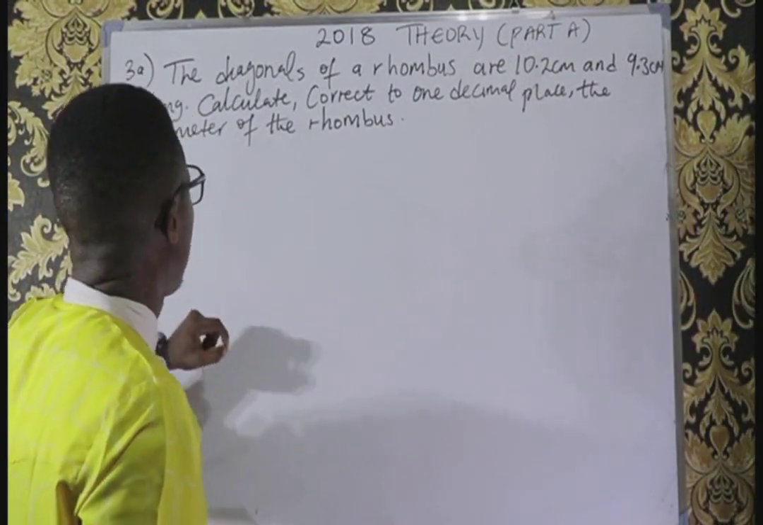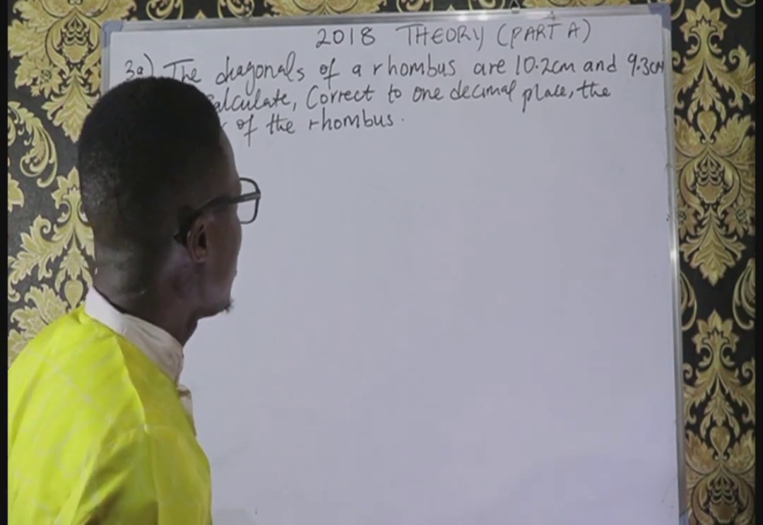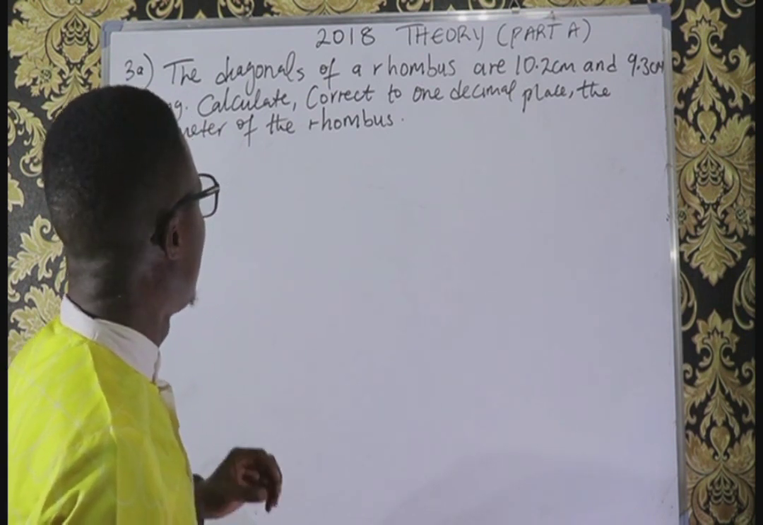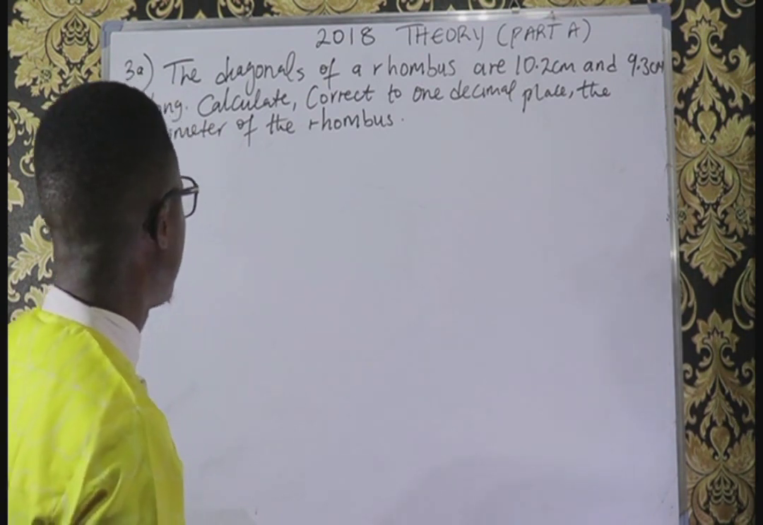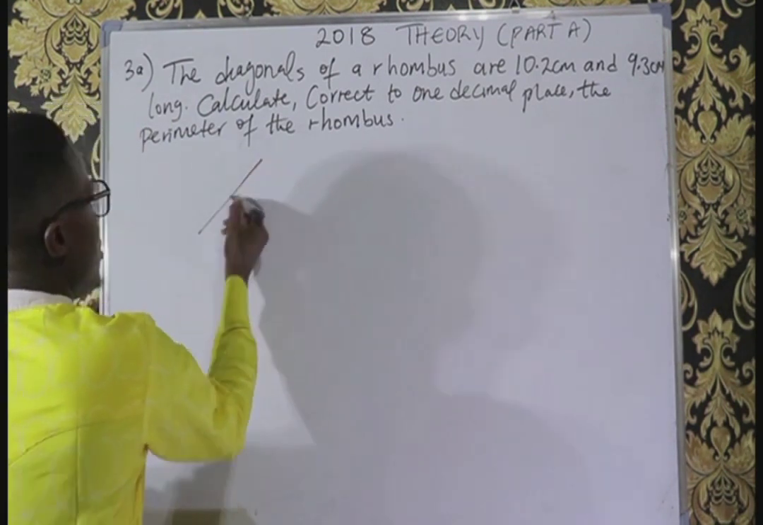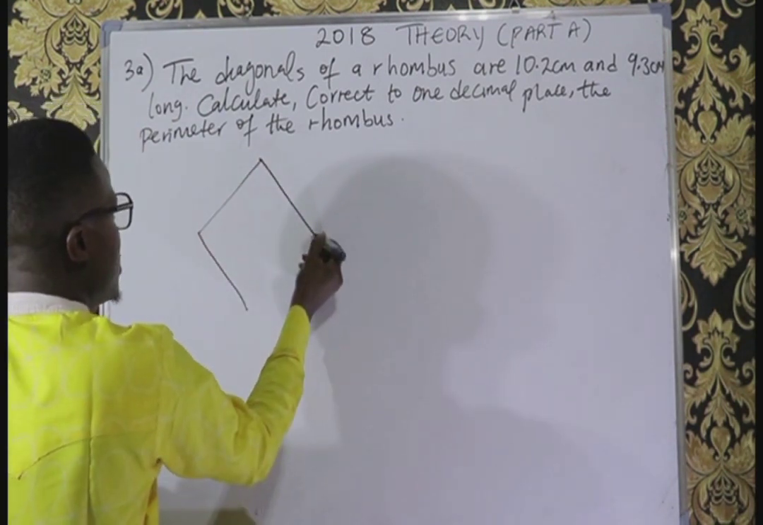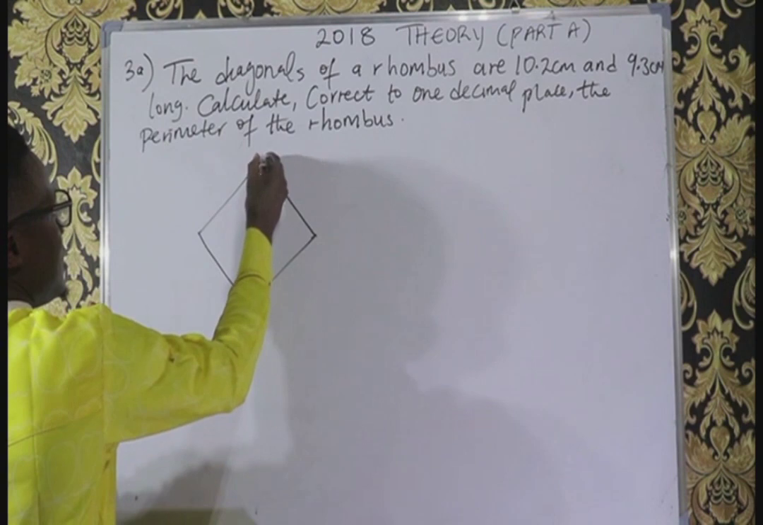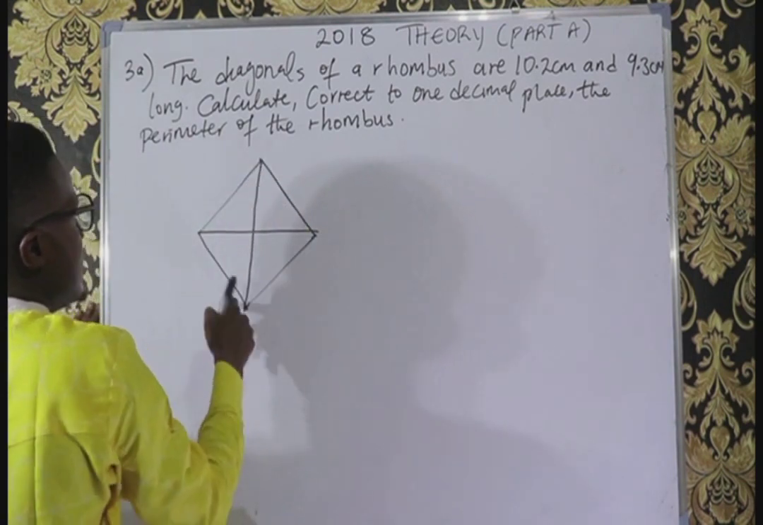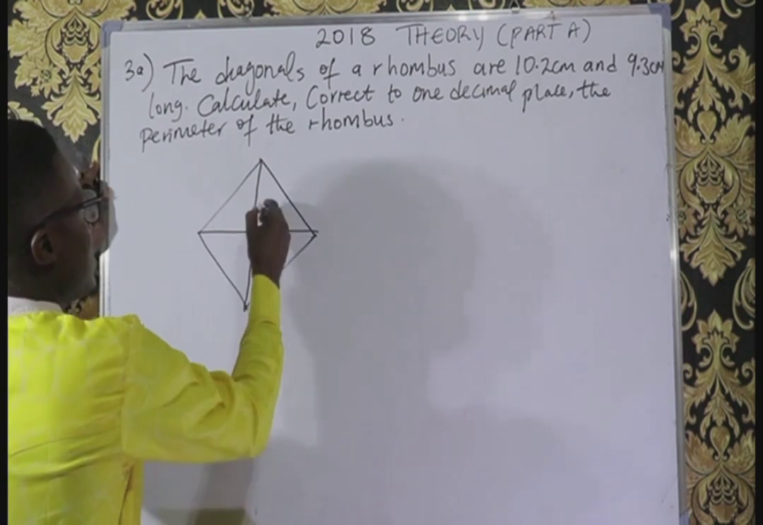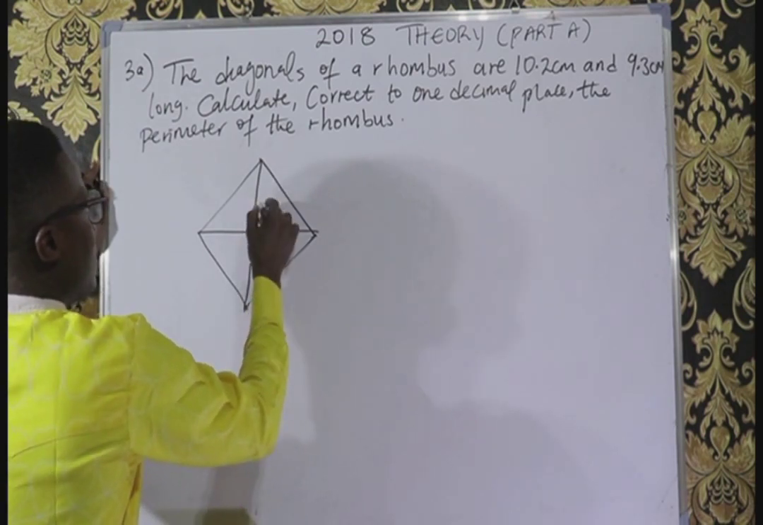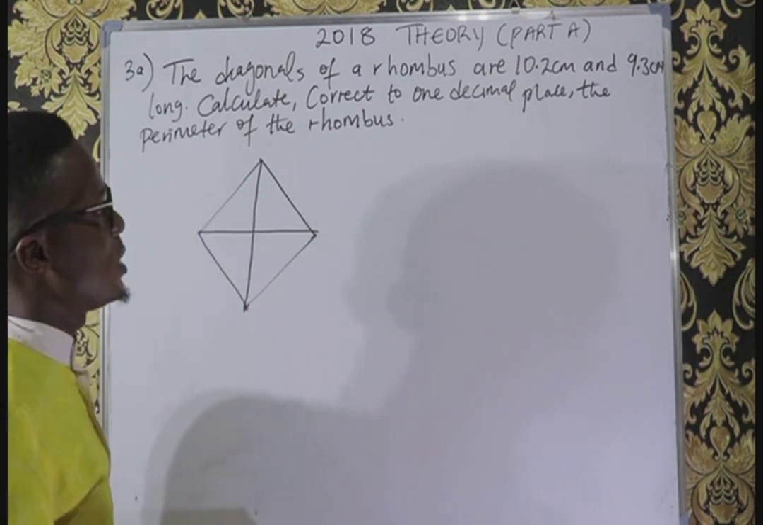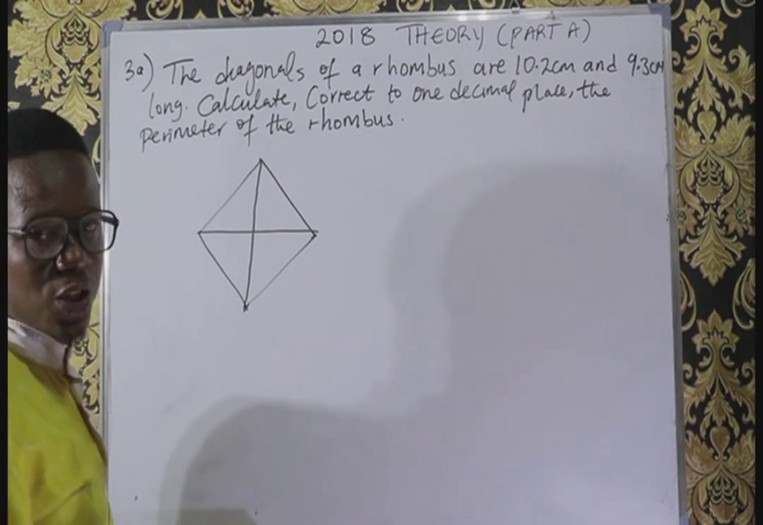In question number 3a, we are told that the diagonals of a rhombus are 10.2 cm and 9.3 cm long. Calculate correct to one decimal place the perimeter of the rhombus. This is a rhombus. One property of the rhombus is that all the sides are equal. The diagonals are the lines joining two of the vertices together. So this is a diagonal, this is a diagonal. One diagonal is 10.2 cm, while the other one is 9.3 cm.